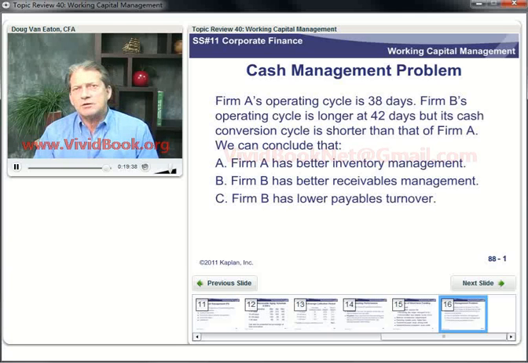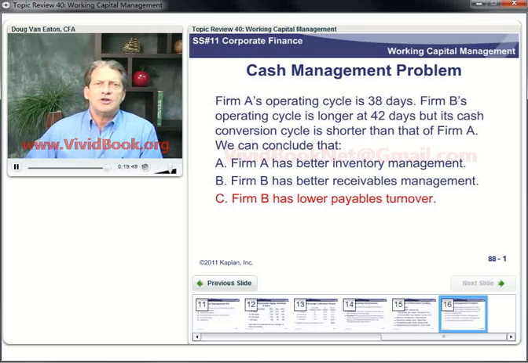Give you a second on this. What could it be? Well, I think we like answer C here. Firm B has lower payables turnover. Remember, lower payables turnover means more days payables.